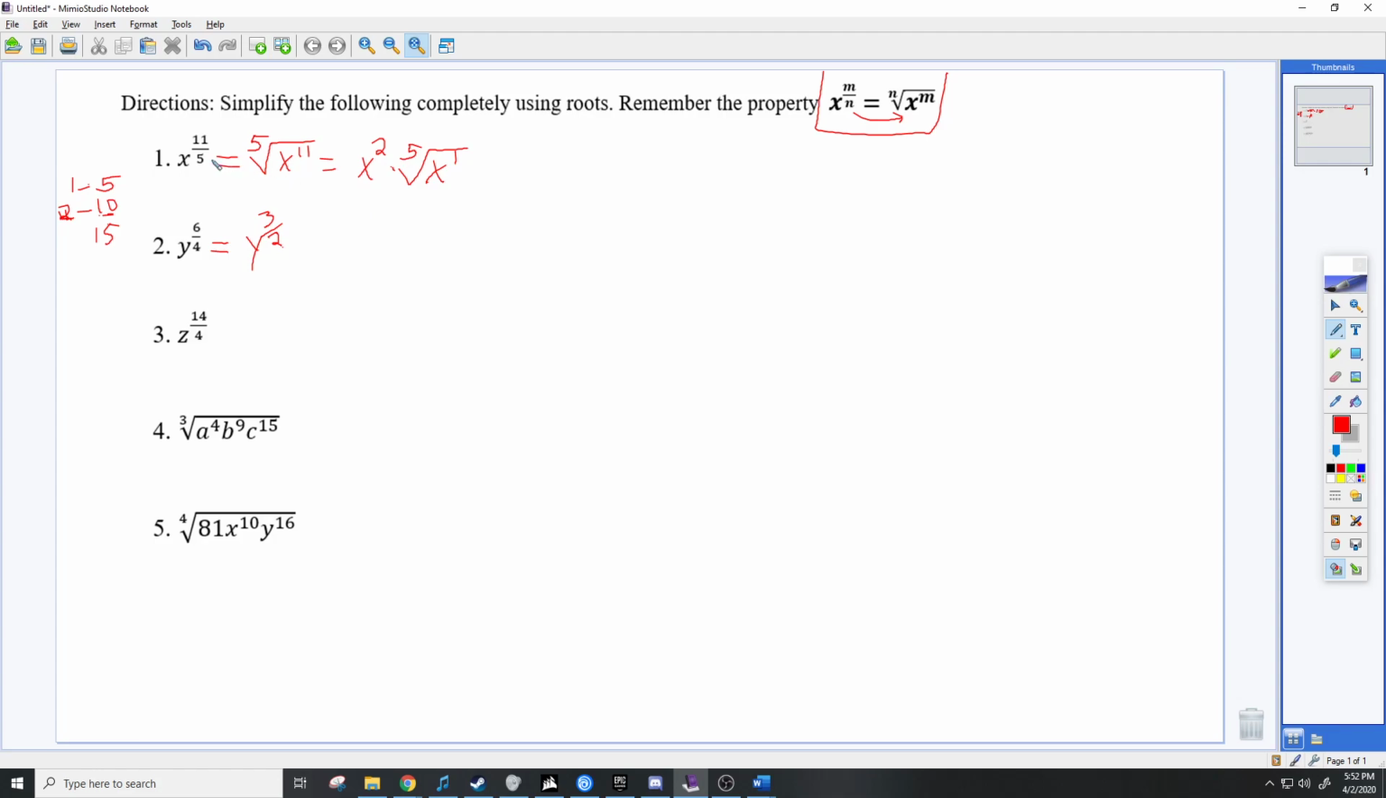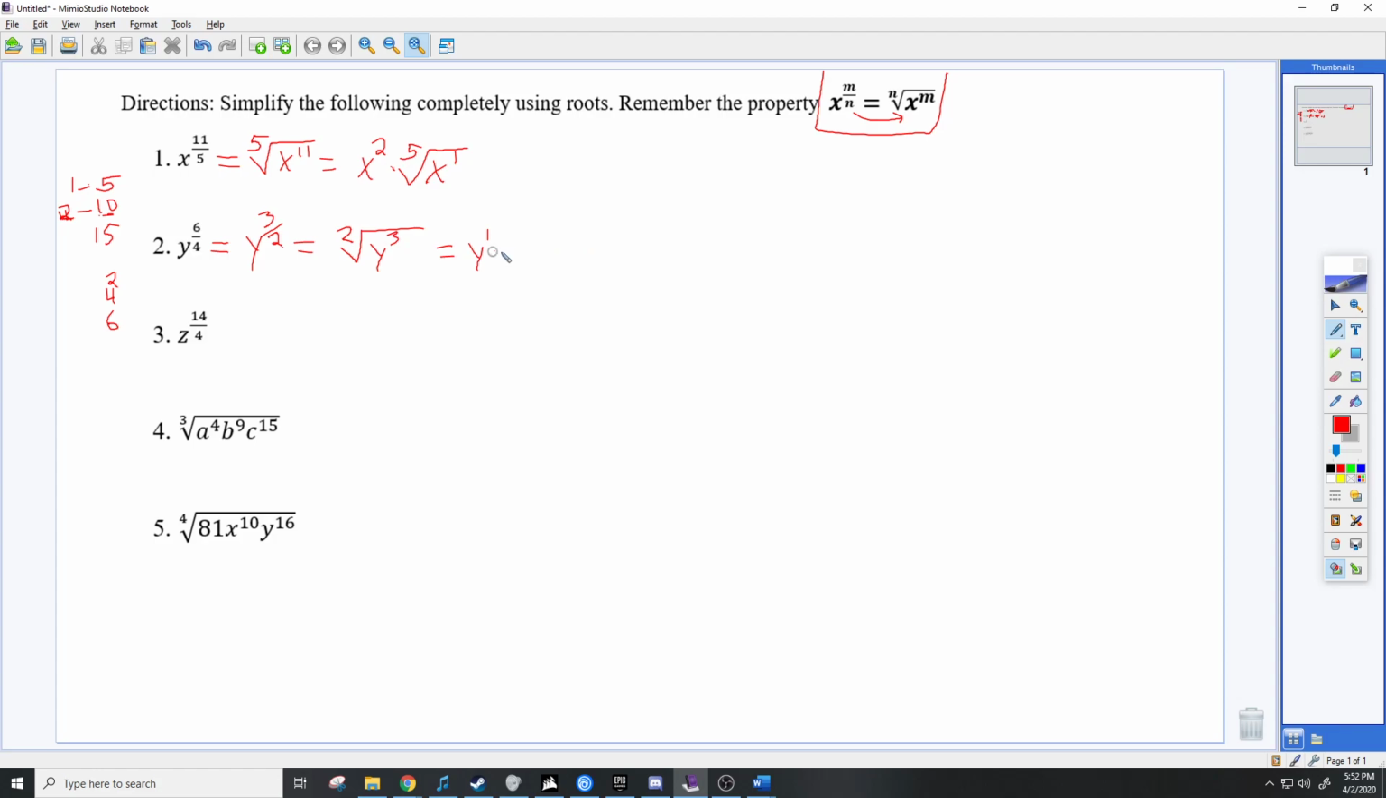And then we can use the property where we change it to the root. So this would be the square root. I would recommend putting the 2 there. Square root of y to the third. And then you ask yourself, how many times does 2 go into 3? If you list out your multiples of 2, it's 2, 4, 6. So 2 goes into 3 only one time. That means 1 y is going to come out, y to the first power.